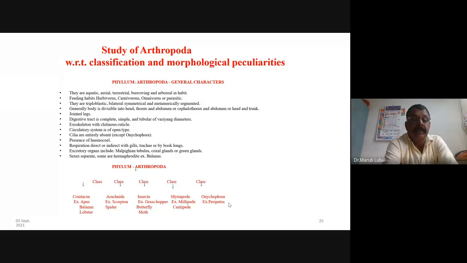Respiration is direct or indirect, with the gills, trachea, or by book lungs. Excretory organs include Malpighian tubules, coxal glands, or green glands. Sexes are separate. Some are hermaphrodite. Example of a hermaphrodite animal is Balanus.